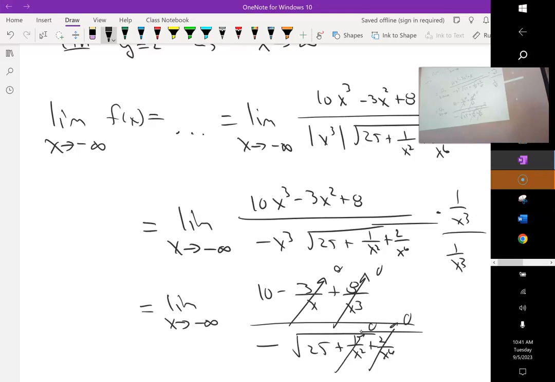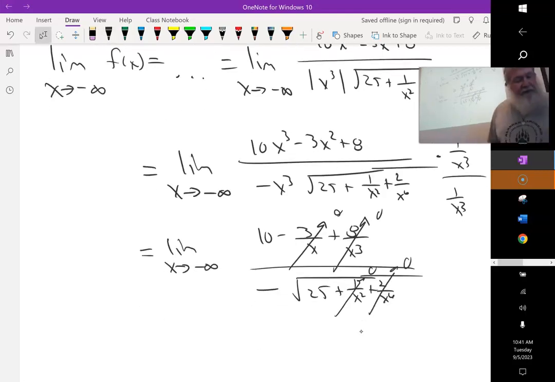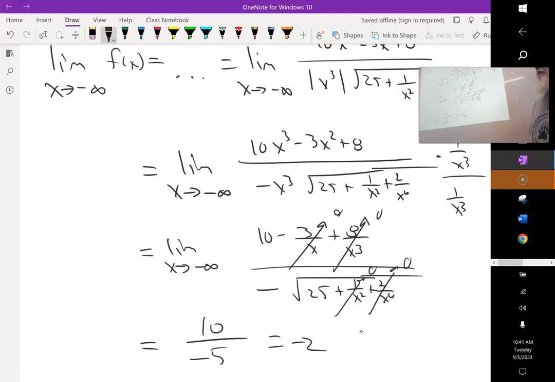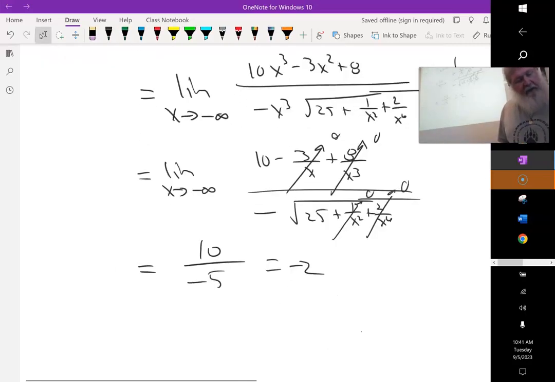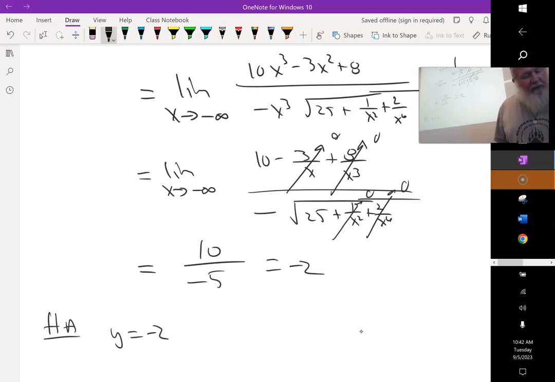This goes to 0. The numerator goes to 10. Where does the denominator go to? Minus 5, which would be minus 2. So what do we have as well? We have a horizontal asymptote y equals negative 2 as x goes to negative infinity.